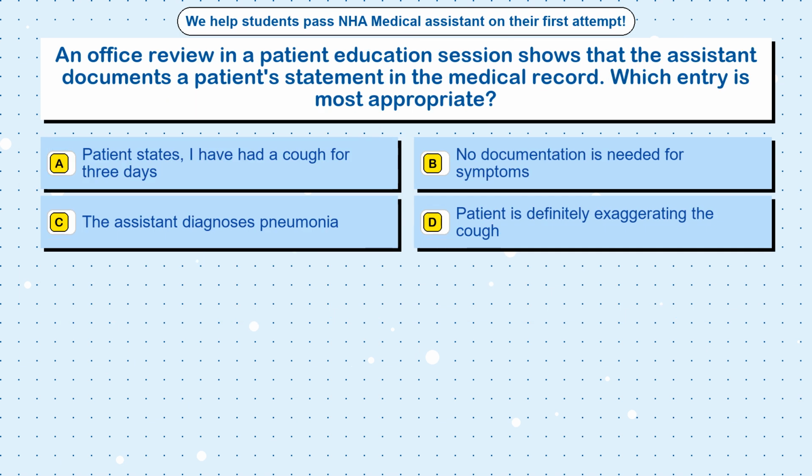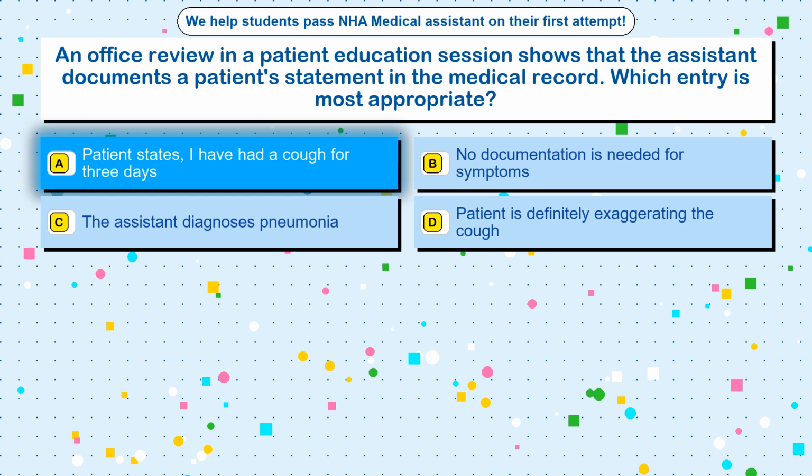Question 98. An office review in a patient education session shows that the assistant documents a patient's statement in the medical record. Which entry is most appropriate? Option A, patient states, I have had a cough for 3 days. Option B, no documentation is needed for symptoms. Option C, the assistant diagnoses pneumonia. Option D, patient is definitely exaggerating the cough. The correct answer is option A, patient states, I have had a cough for 3 days.